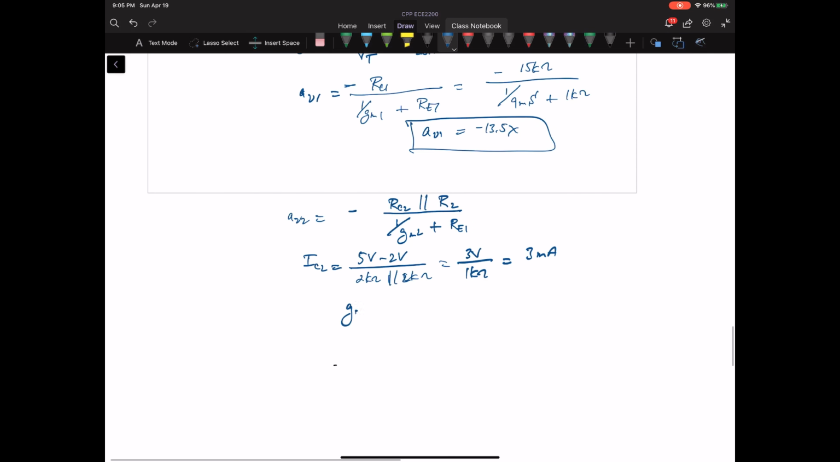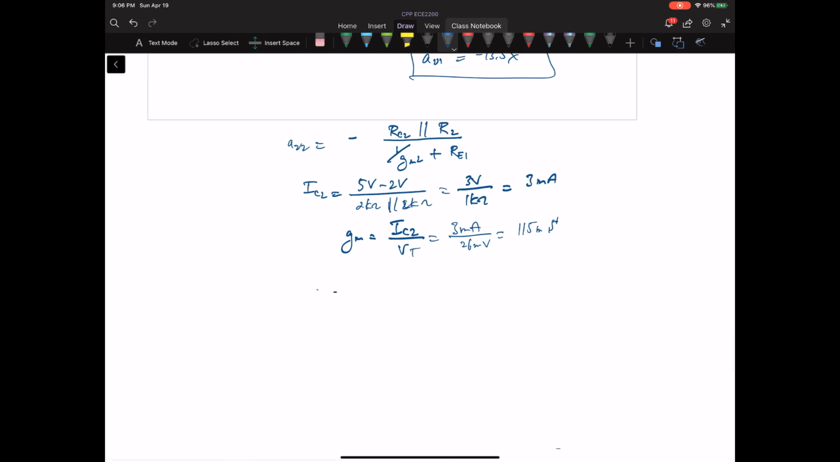So gm is IC2 over VT, so it's 3 milliamps divided by 26 millivolts, and that gives me 115 millisiemens. And so for the gain AV2, I end up with minus RC2 in parallel with R2, which is 1 k ohm, over 1 over 115 millisiemens plus 1 k ohm.